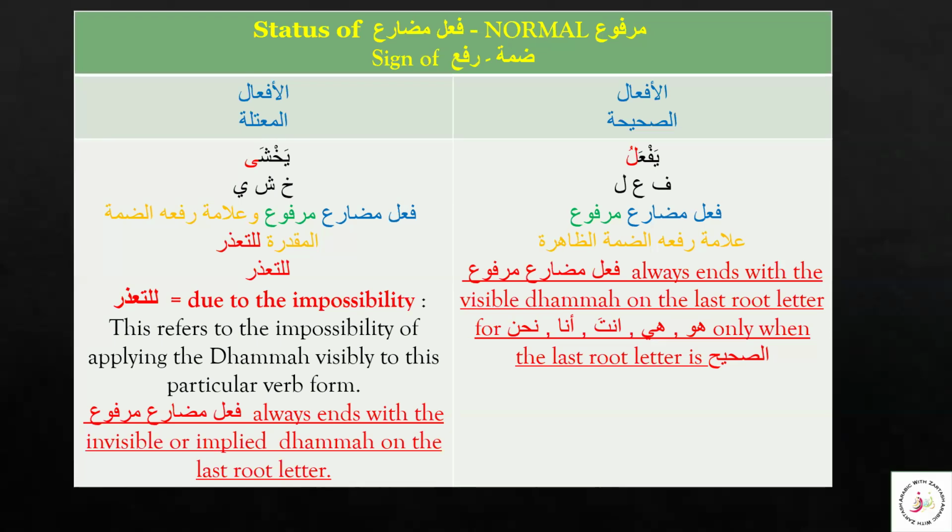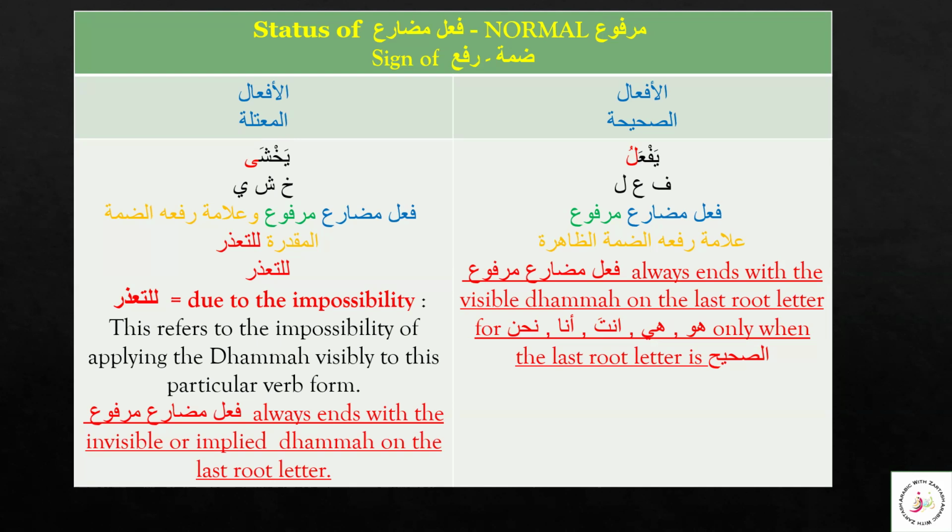We learned that fi'l mudari in the state of marfu can be afal al-sahih or afal mu'talla. Afal sahih end with letters other than alif and ya, and we did the i'rab for the afal al-sahih: fi'l mudari marfu, alamat rafi ad-damma az-zahira. We always have a damma zahira. But as for afal al-mu'talla, ending with alif and ya, the harf illa, we see a damma muqaddara.